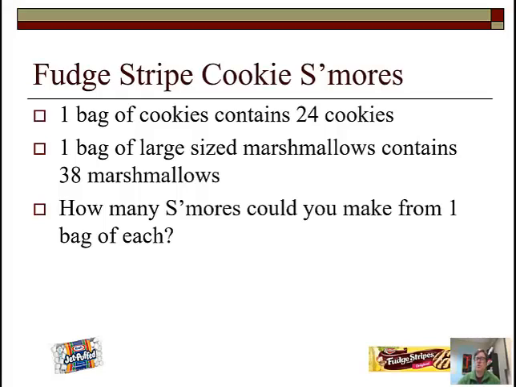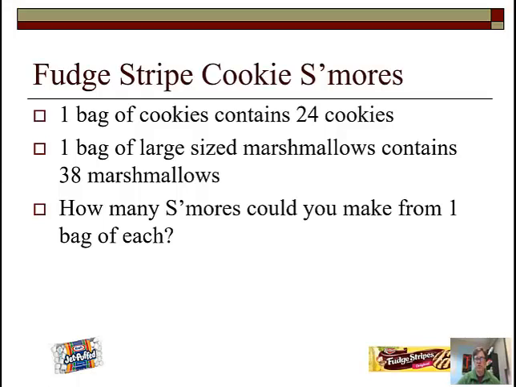Well, we said we need 2 cookies and 1 marshmallow. So from a full bag of fudge stripe, we have 24 cookies, so I can make 12 s'mores, right? A full bag of marshmallows only needs 1 each, so 38. So if we have a bag of each, we can make a total of 12 complete s'mores, 2 cookies and 1 marshmallow each, and we'll have some marshmallows left over.